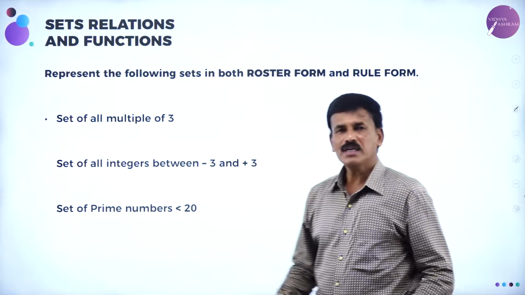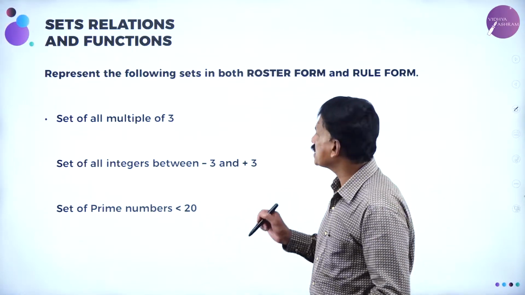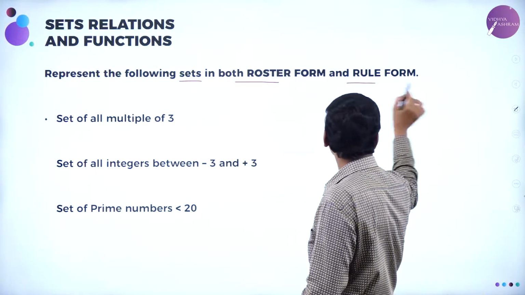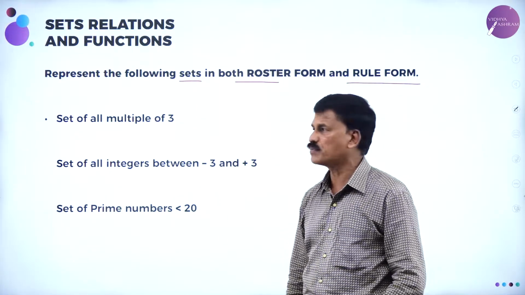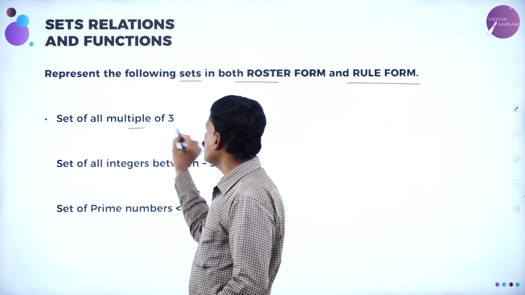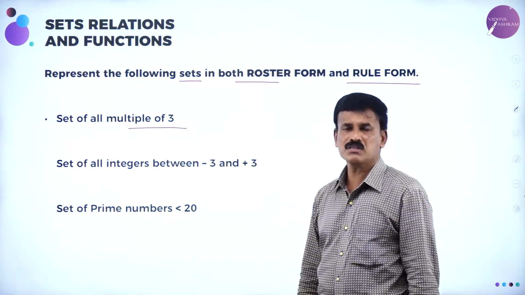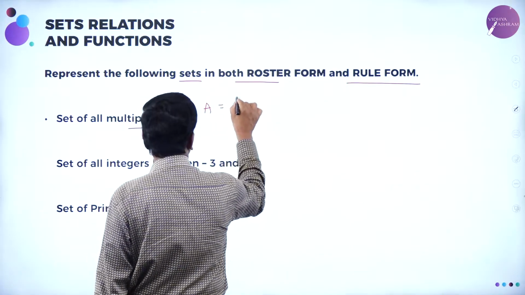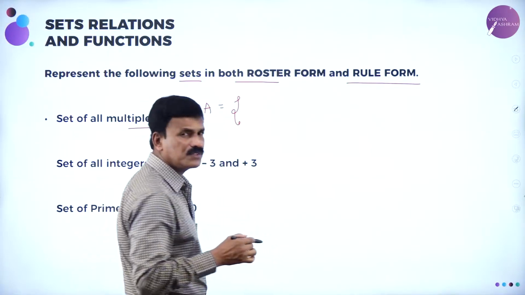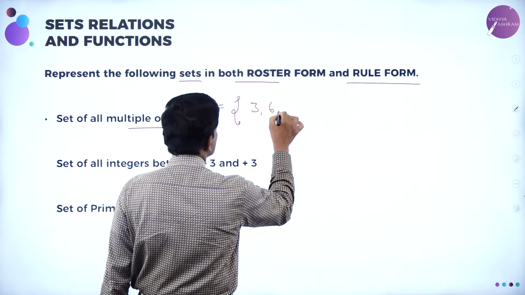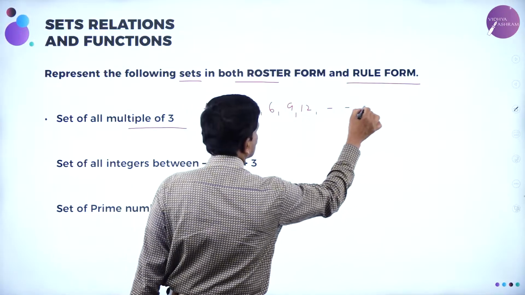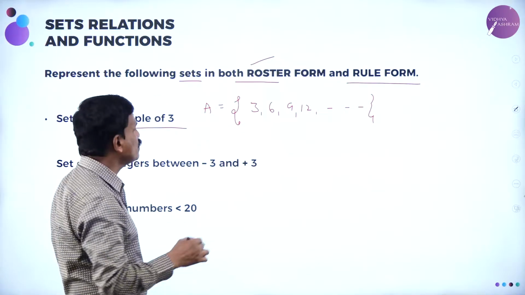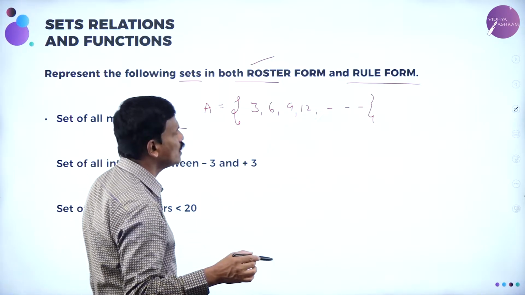Okay. Now let us come to the exercise problems. Represent the following sets in both roster form as well as in rule form, the set builder form. The first one is the set of all multiples of 3. Let us write A is equal to the set of all multiples of 3, that is A is equal to {3, 6, 9, 12, etc.}. This is the set A in roster form.